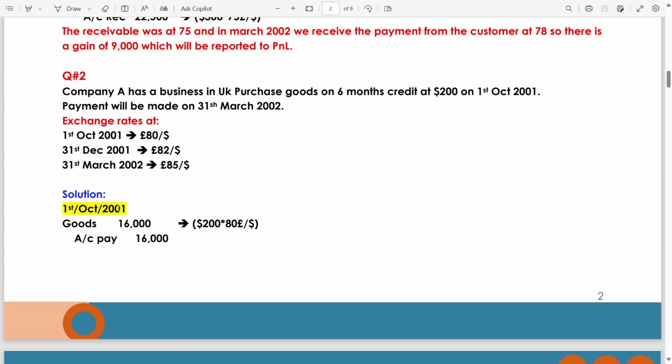1st October 2001 entry: goods debit, accounts payable credit, as you convert or translate it at the exchange rate of 80. So 200 multiplied by 80 gives you the 16,000 pound.